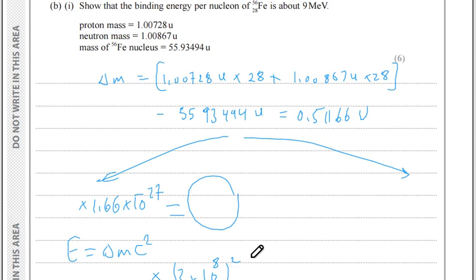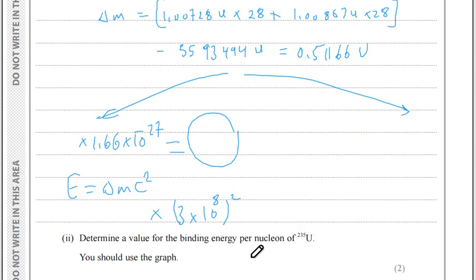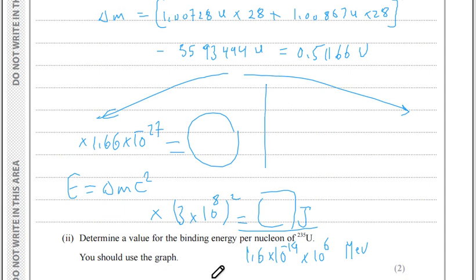Okay, here we will get the answer in joule, divided by 1.6, and by 10 to the power 6, to get it from joule to MeV. Okay, this is one approach.